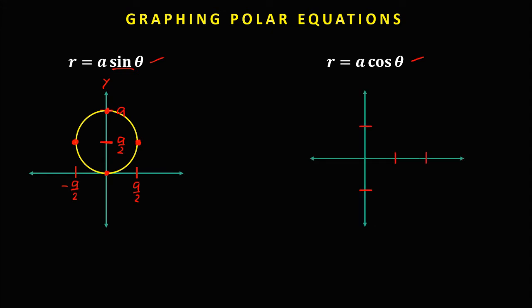Then for r equals a cosine theta, the graph is on the x-axis for cosine theta. And this point is a, this one is a over 2. We have negative a over 2 and positive a over 2. So the graph passes through these points. So this is now the graph for r equals a cosine theta.